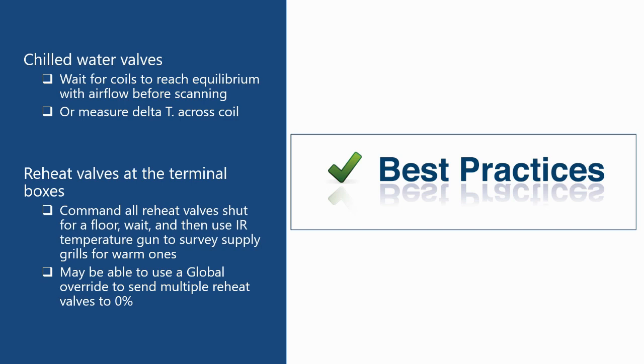And then don't forget about reheat valves out of the terminal boxes. Again, you should command the valve shut and wait at least 30 minutes. For DDC systems, you may actually be able to use a global override and command multiple reheat valves closed with a single command. If so, try to do it for a whole floor. That'll allow you to go out and quickly survey the whole floor and all the ceiling supply grilles, scanning them with, say, an IR temperature gun, and look for ones that are unusually warm. That could indicate you've got a leaky valve there on that reheat system.